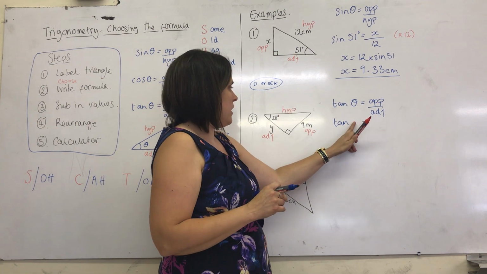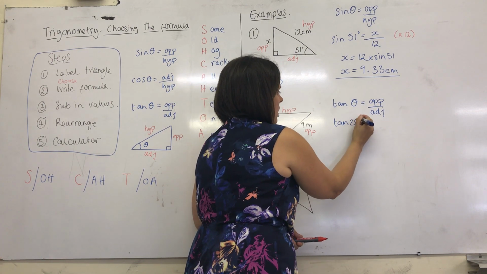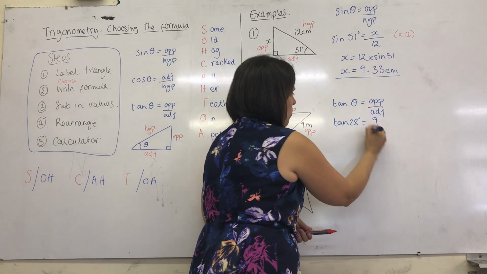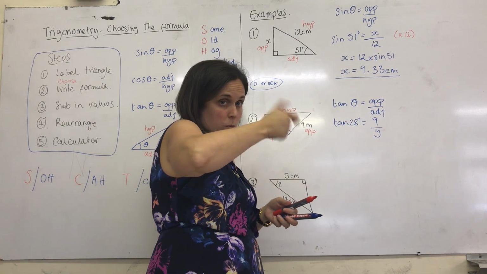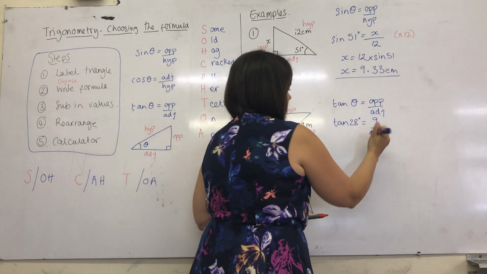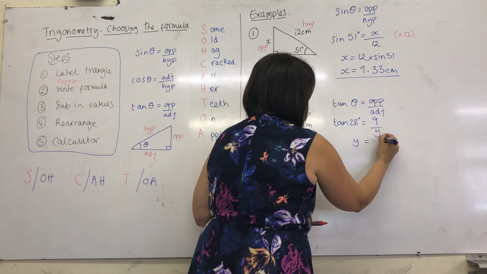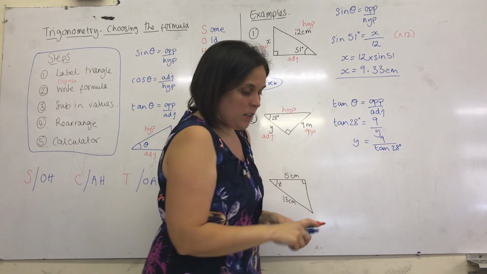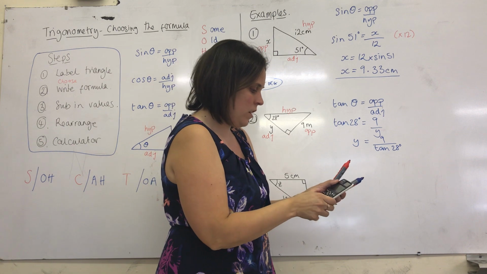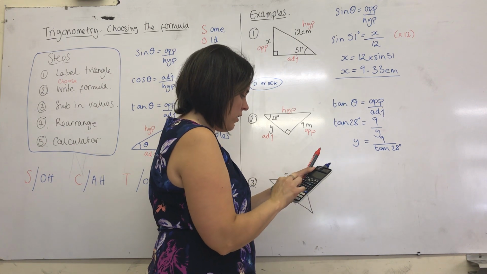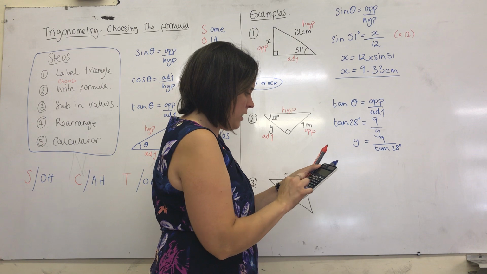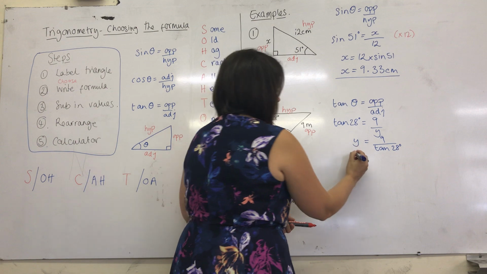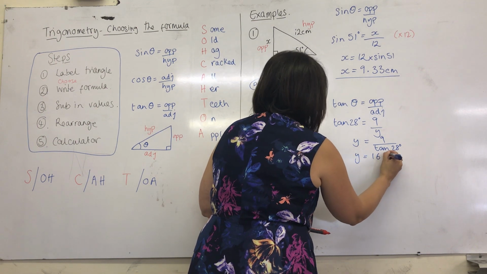Right, tan theta, theta is the angle, so that's 28 degrees. Opposite is 9, adjacent is y. And remember for this one we can do that switcheroo. So the y goes up there, the tan 28 underneath. So we get y equals 9 over tan 28 degrees. Use your calculator, fraction bar, 9 over tan 28 gives us, to three significant figures, 16.9, and it's metres.